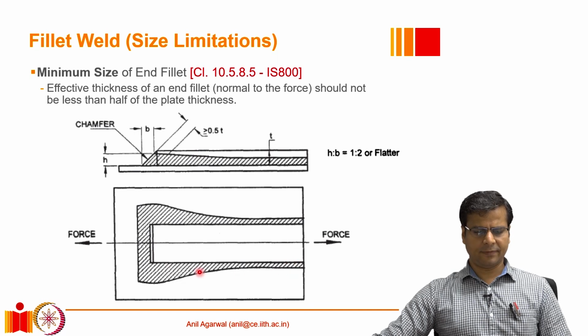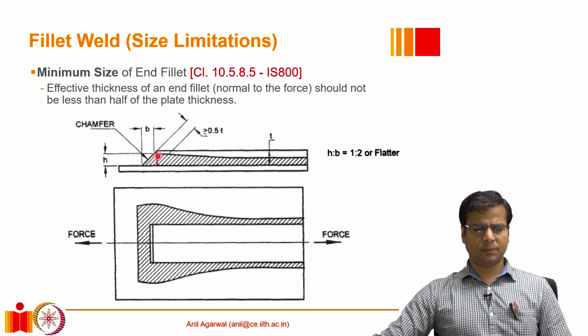So this is a side fillet. Why are we calling it a side fillet? Because this is the direction of the force. The surface that is perpendicular to the direction of the force would be called end fillet, and the surface that is parallel to the direction of the force would be called side fillet. So the side fillet weld and end fillet weld are acting in combination together to resist this force.